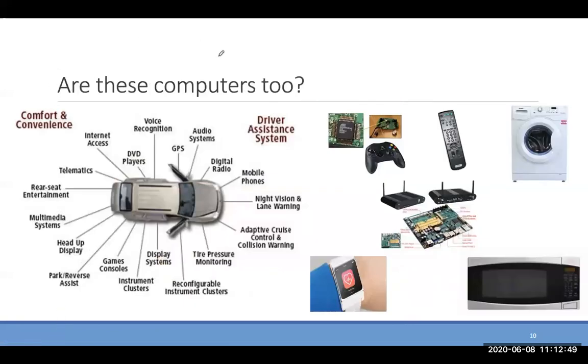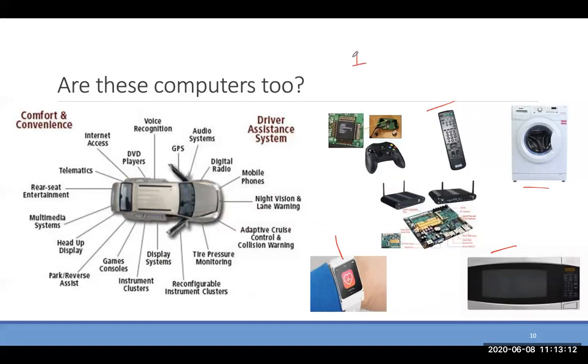So if you look at these components right here, are those computers? Is a car a computer? Is the smartwatch a computer? Is the remote control a computer? Is the microwave a computer? Is the washing machine a computer? Are those computers? Okay, let's think about it.